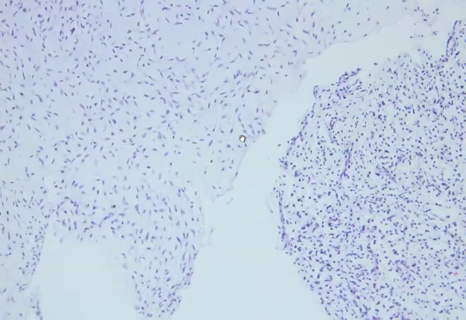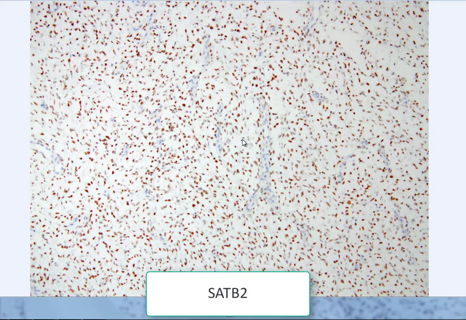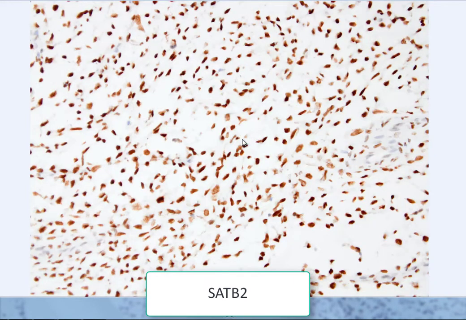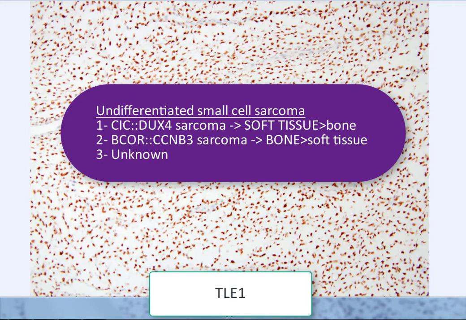recently described in bones, and therefore I performed a MUC4 staining, which was negative, and then I ordered a NKX2.2, which was positive, again high power, and TLE1, because I considered a Ewing-like sarcoma, what nowadays we refer to as undifferentiated small cell sarcoma.